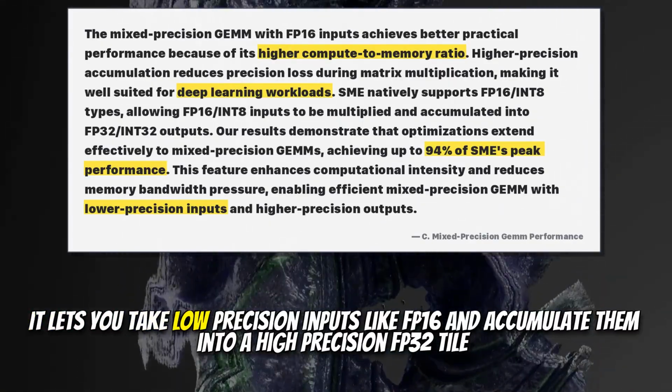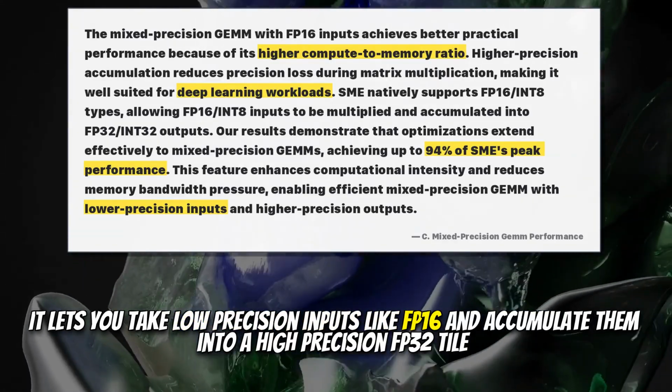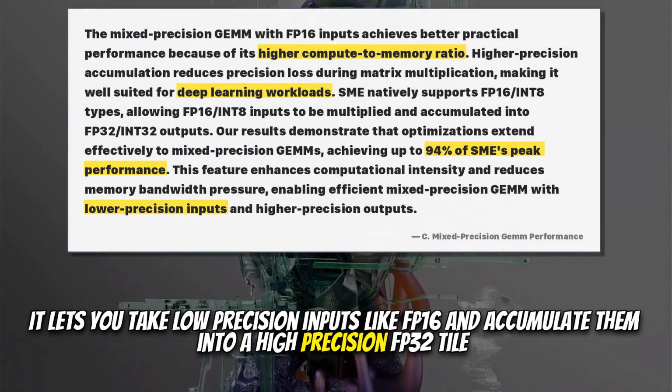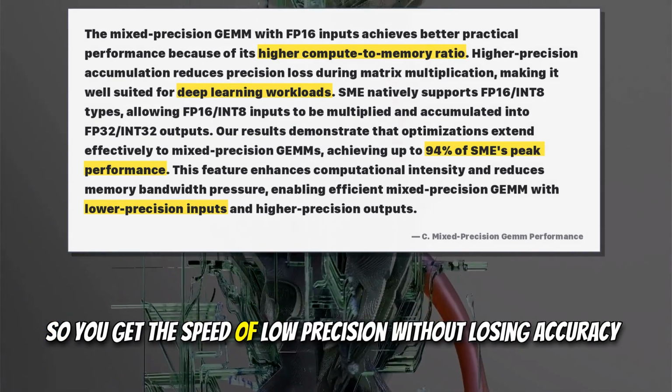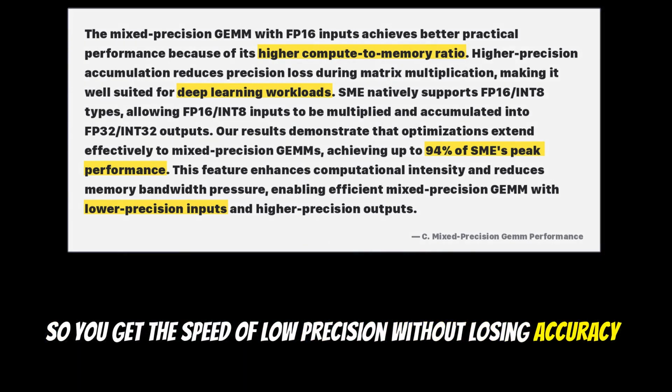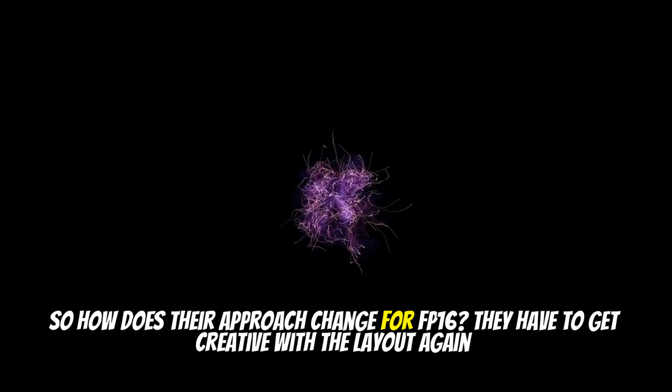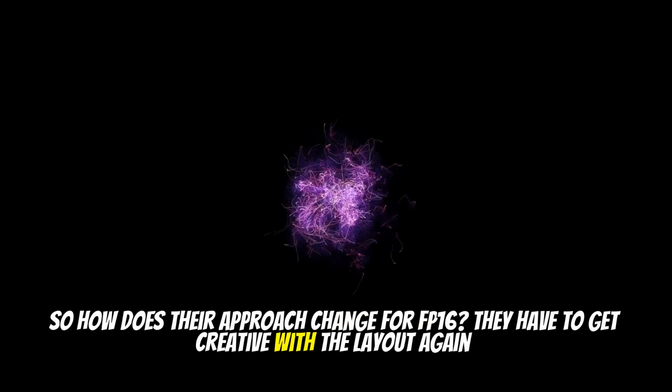It lets you take low-precision inputs, like FP16, and accumulate them into a high-precision FP32 tile. So you get the speed of low precision without losing accuracy. So how does their approach change for FP16? They have to get creative with the layout again.